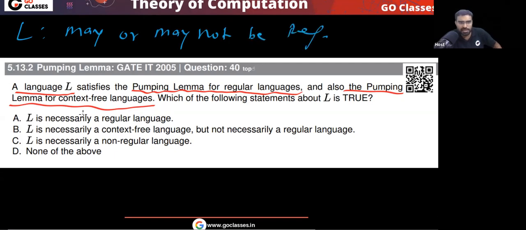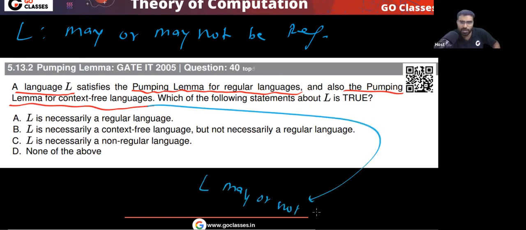And similarly, L satisfies pumping lemma of CFL. So what can I say? L satisfies pumping lemma of CFL, so again, L may or may not be CFL. Okay, L may or may not be CFL. So your final answer is what?